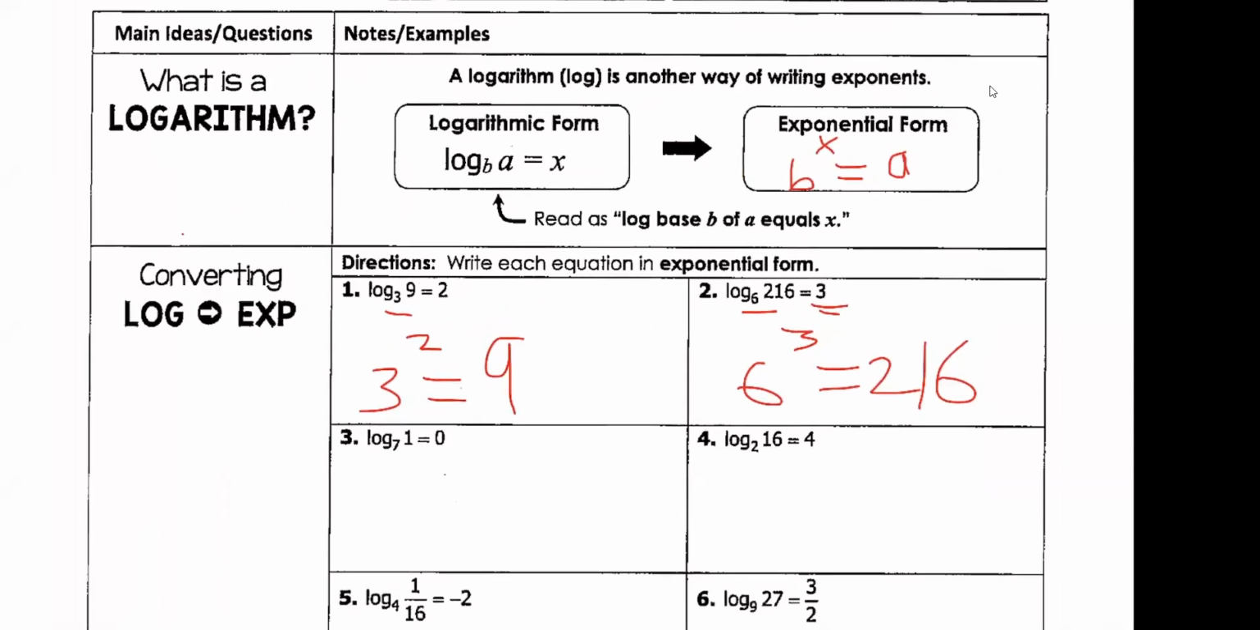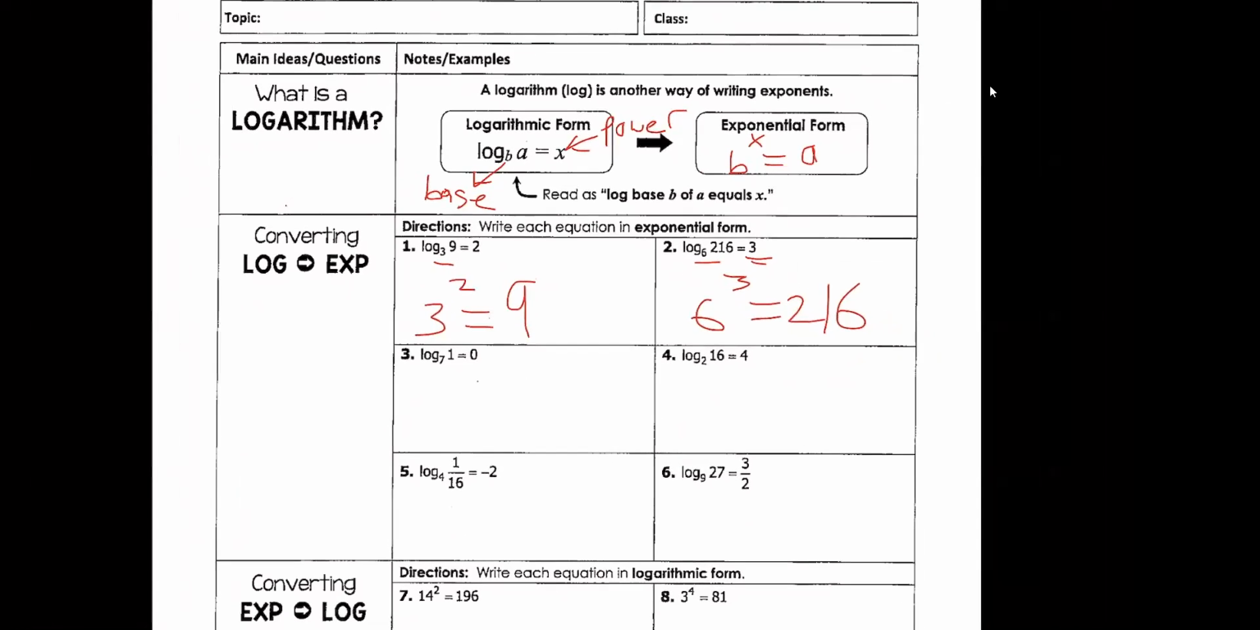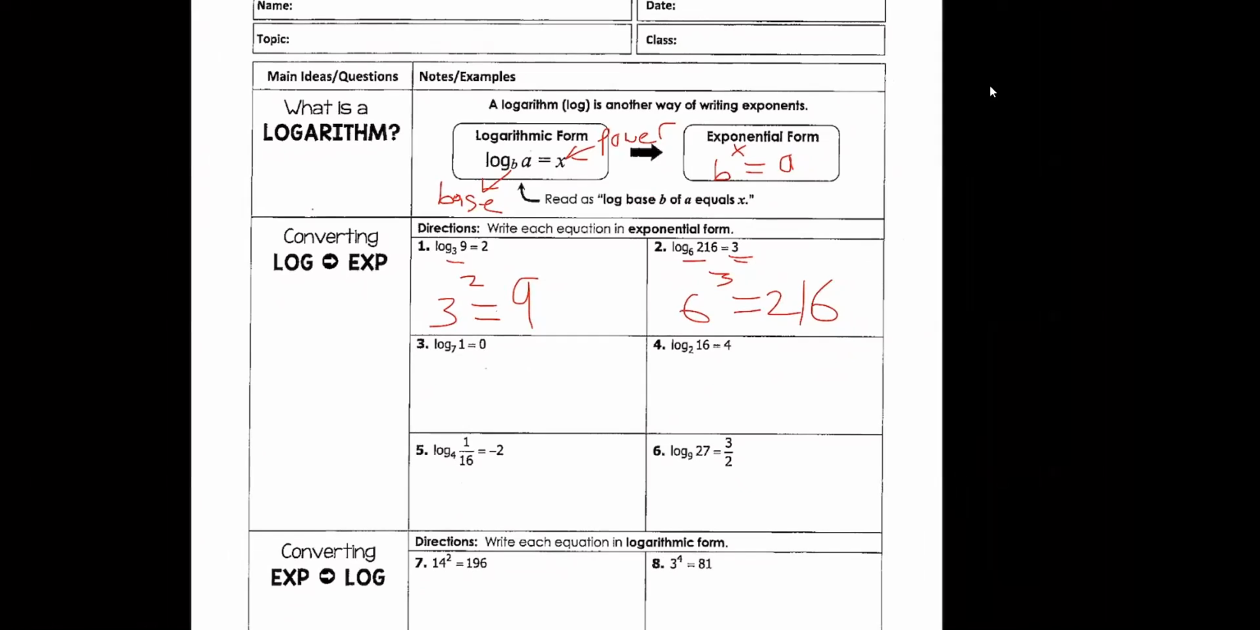But maybe it helps with these labels. Obviously your b is your base, and your x is your power or your exponent. That helps you with the labels, and then a is what it's going to be equivalent to. So this one, you would see you have 7 up to the 0 power equals 1, which would also be true. Remember, anything up to the 0 power is equal to 1.